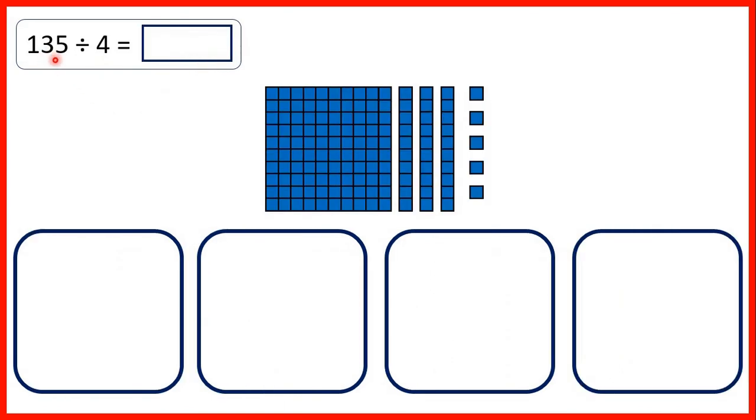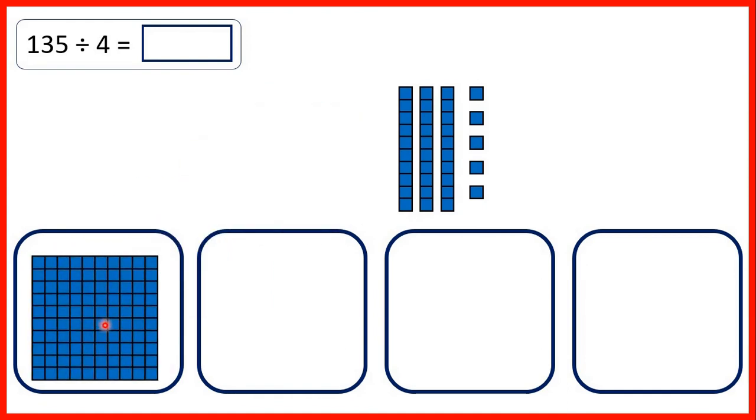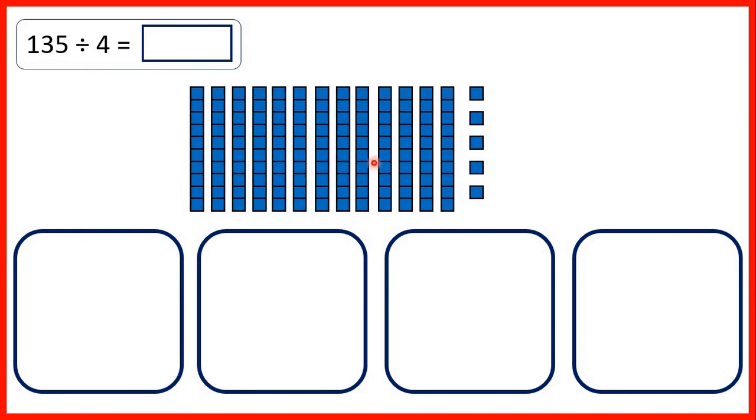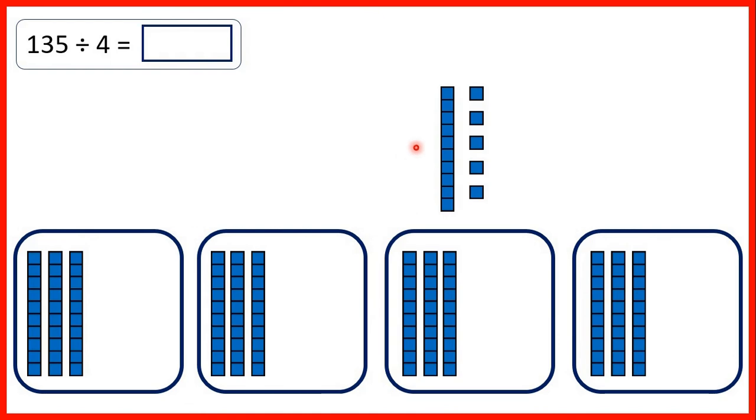Then we had 135 divided by 4. So that's 100, 3 tens and 5 ones, and we're sharing these blocks into 4 groups. Again, we can't share out our 100 because we need equal groups, but we can exchange our 100 for 10 tens. So now we can share out 12 of those tens to get 3 tens in each group, but we can't share out this 10 because we need to make equal groups.